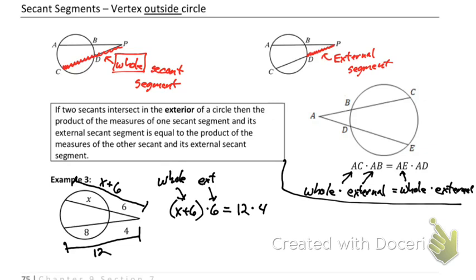All right, now we have to distribute that 6 to both that x and that 6, which will give me 6x plus 36 is going to equal 48. Subtract 36 on both sides, and you should end up with 6x equals 12. Divide both sides by 6, and you come up with x equals 2.